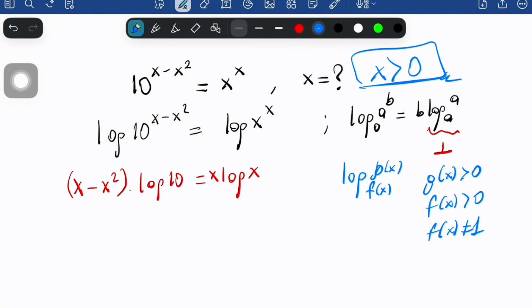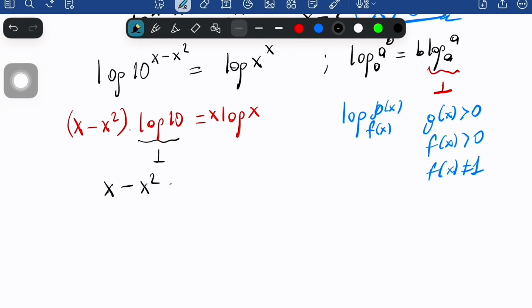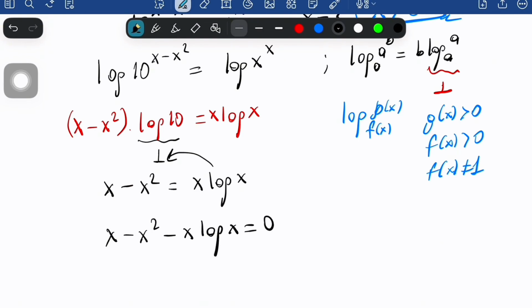If we continue, what else can we do? With this feature, we know that logarithm 10 is equal to 1. Then what happened? x minus x squared is equal to x times logarithm x. We have come to this position. Let's throw this across now and see what comes before us: x minus x squared minus x times logarithm x. We have one equation equal to 0.